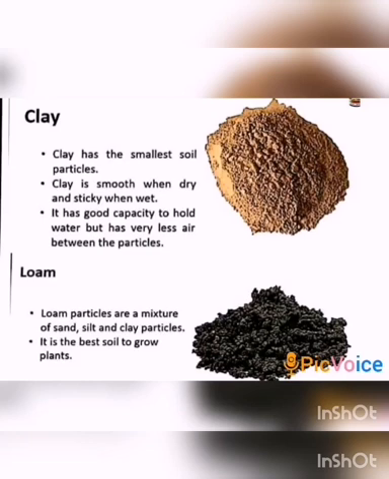It is rich in nutrients and humus and allows water to pass through easily.